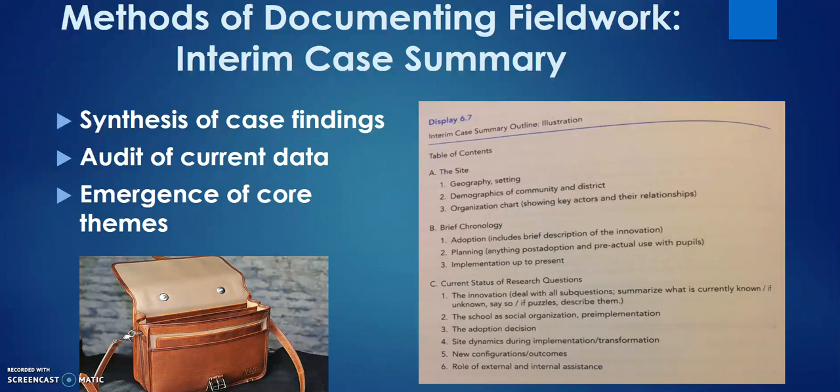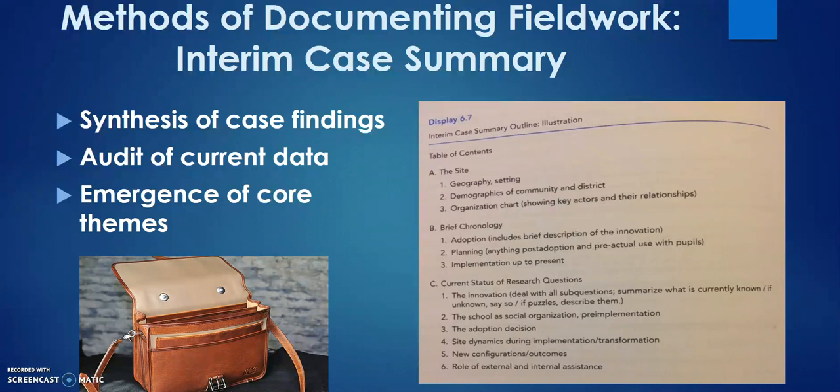Method 4 is the interim case summary. The interim case summary is a method for helping the researcher see the big picture. It is a synthesis of what the researcher knows about the case through a review of the findings, quality of the data, and future steps for data collection. This method provides the researcher with the opportunity to identify emerging key themes and to audit the current data.